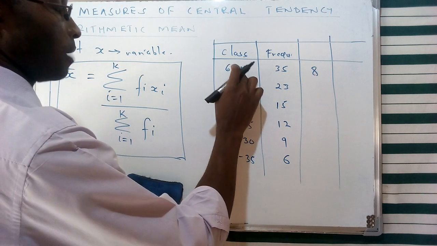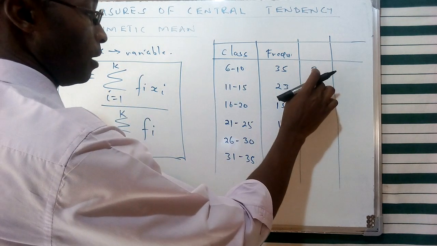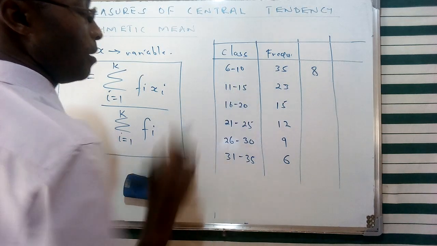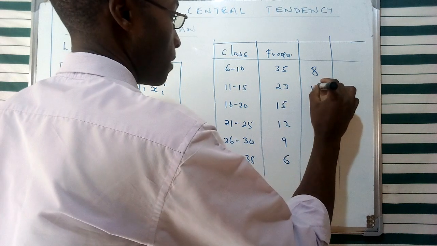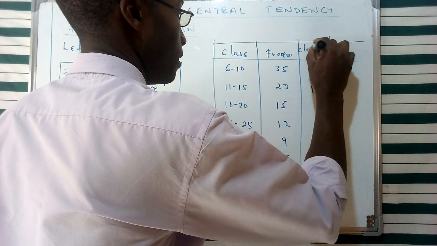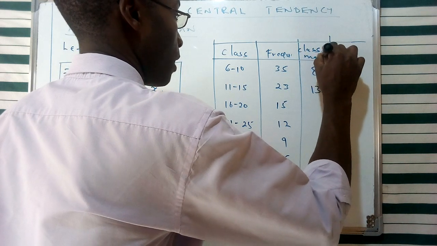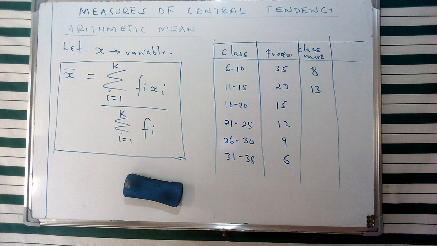So this is going to be 6 plus 10 divided by 2, which is equivalent to 8. 11 plus 15 divided by 2, that is going to give us, of course, the sum of 26 over 2, and that's going to give us the average, or the class mark, of 13. So this is going to constitute a column for the class mark of that specific set of grouped data.